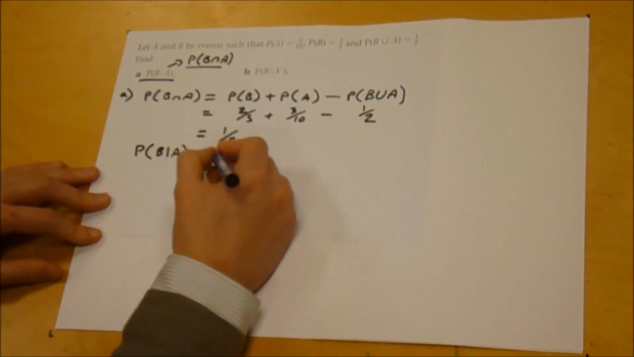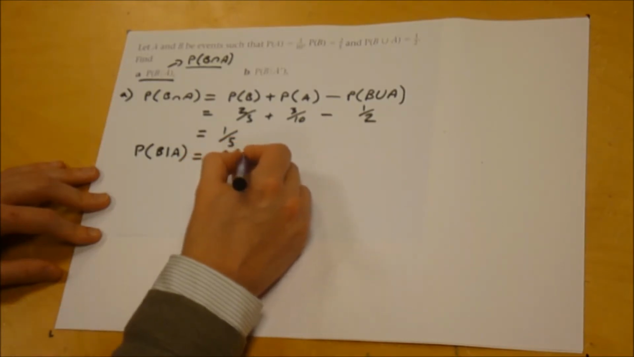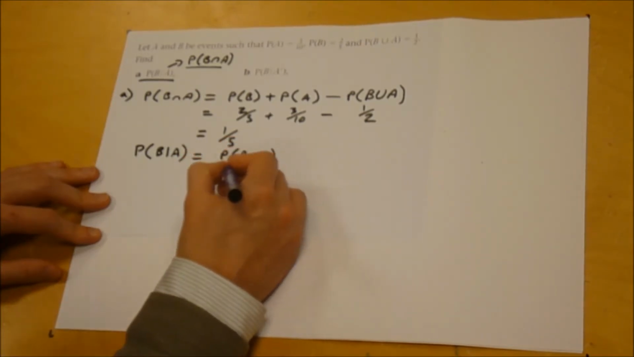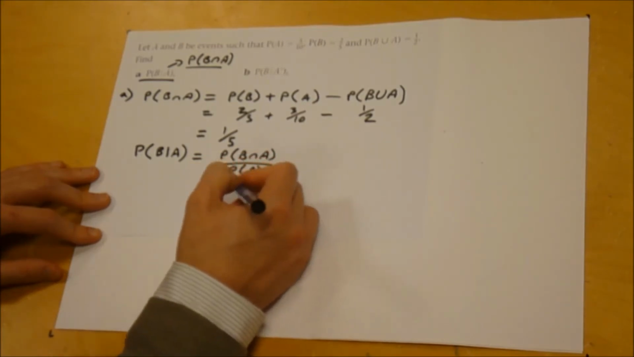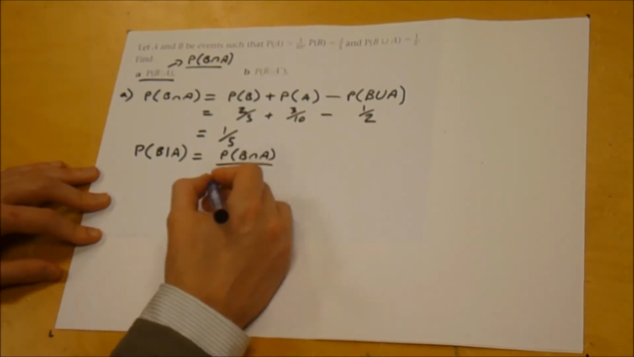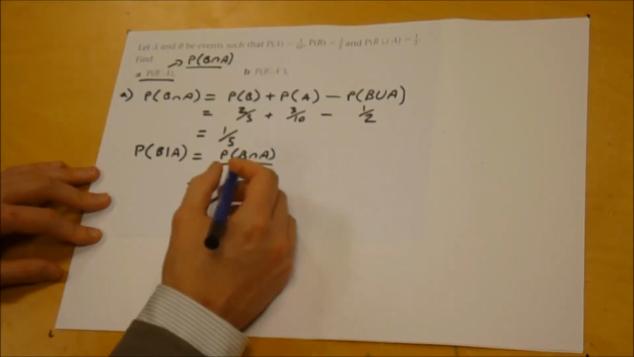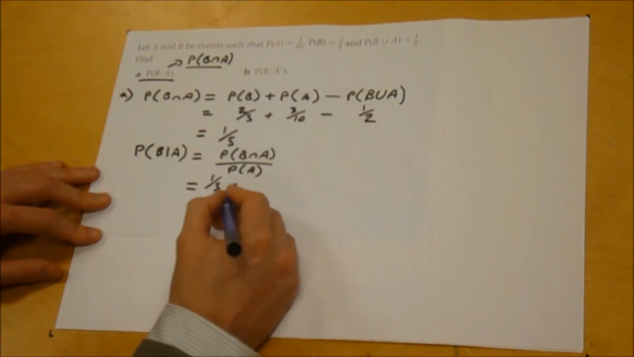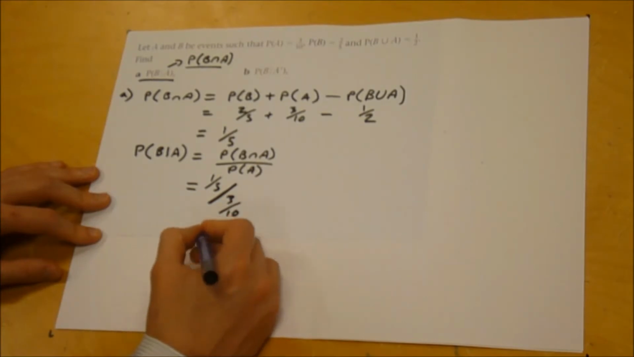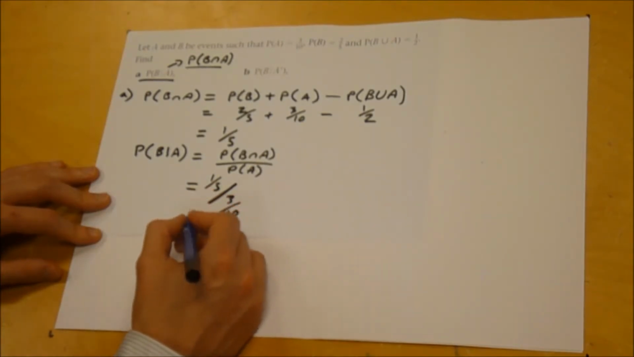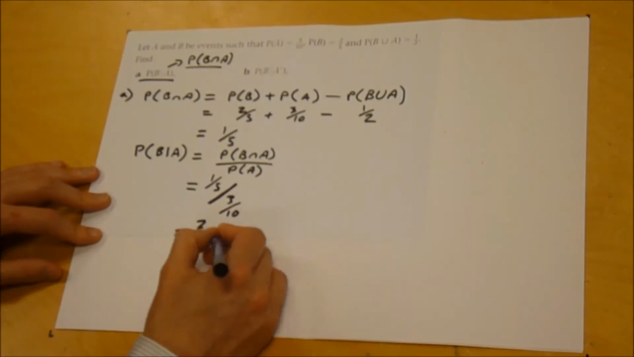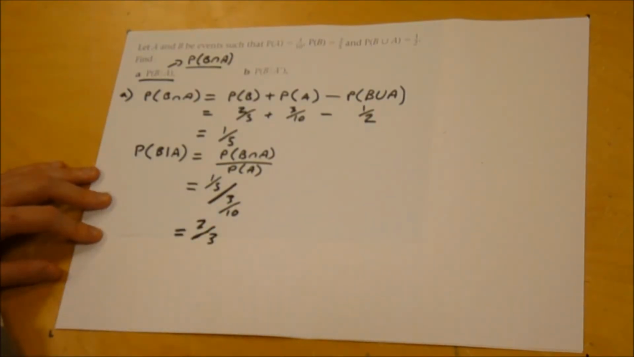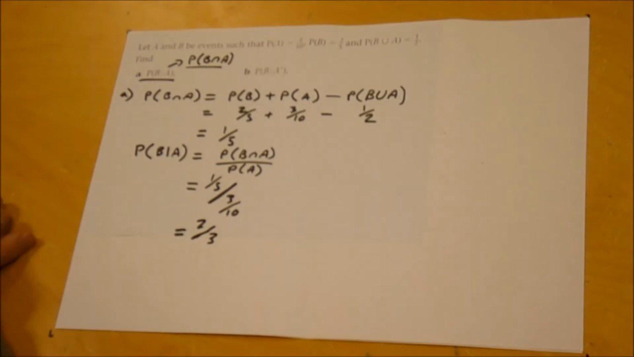So I know from the multiplication rule that that's the probability of B and A divided by the probability of A. So that's going to be equal to, I'm going to draw my fraction line, the probability of B and A is 1/5 divided by 3/10. I'm sure you're all screaming at the screen, 2/3. Well done if you spotted that. So that's my part A done.